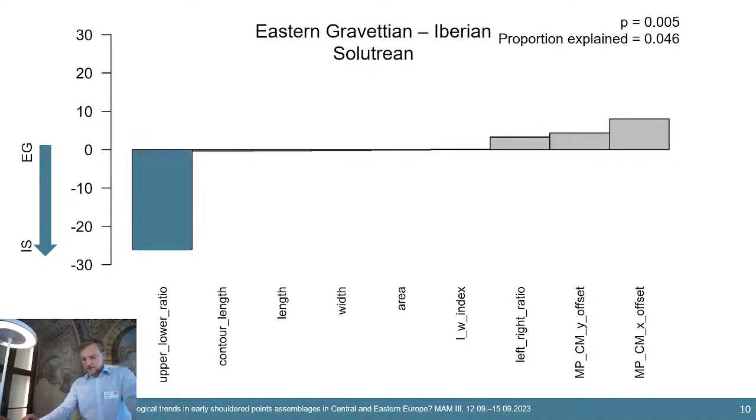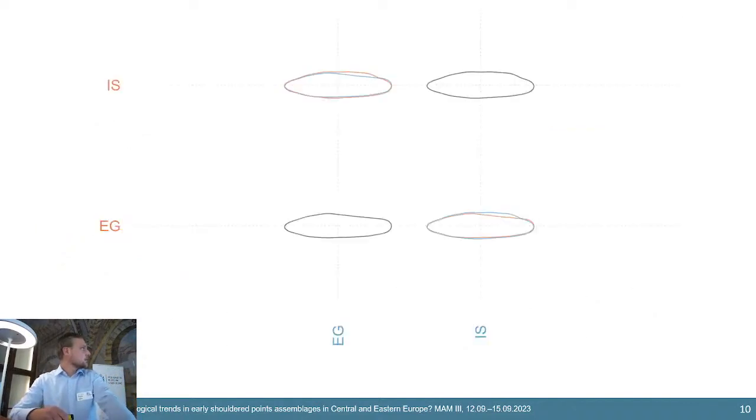This stands out when we calculate the mean shapes in geometric morphometrics, where sizes do not matter. It's just a comparison of shape. So we have the Eastern Gravettian ones here and the Solutrean points here, and if you compare them, you see in the mean shapes the lower, the shorter hafting part.